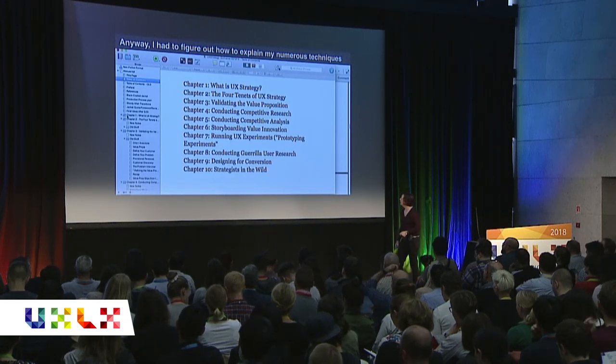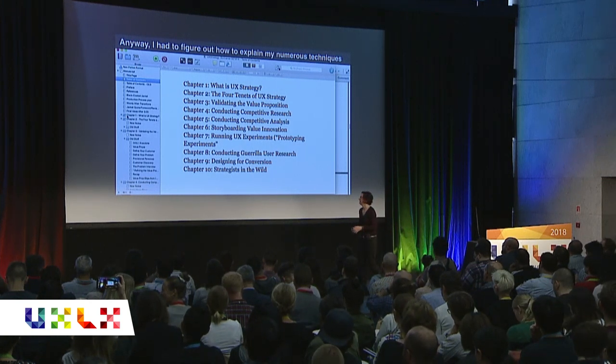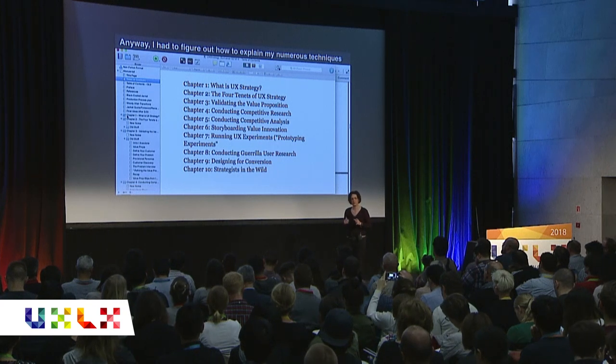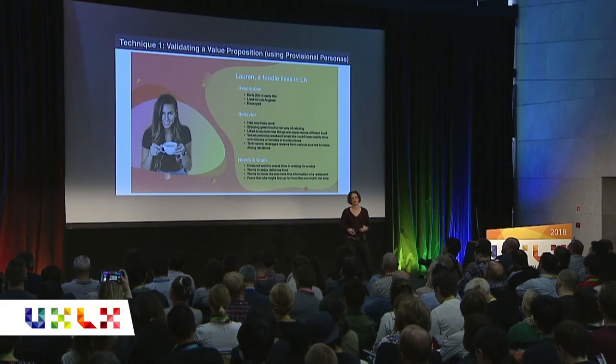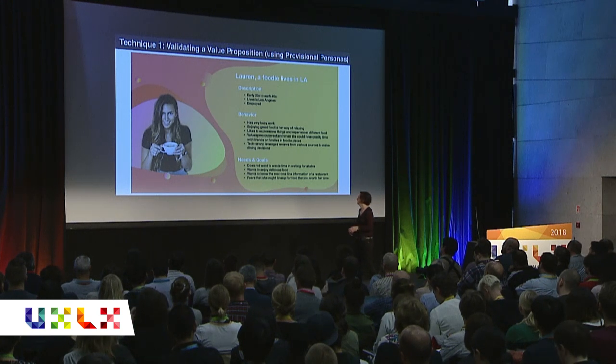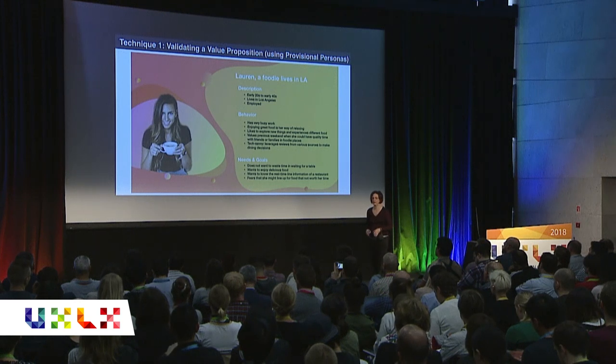Anyway, I had to figure out how to explain my numerous techniques in my book and put it together in a way that people could practice it in a linear order first as they learn it, and then be able to kind of plug and play the techniques as needed. And this book was targeted at two very distinct audiences: user experience designers who didn't know that much about business strategy and wanted to learn to be strategists, and entrepreneurs who thought they were really great strategists and knew everything there is to know about business but knew nothing about design, but wanted to figure out the ROI of user experience design. So I wrote out the techniques in a way that anybody, regardless of their background, could figure out. So the first thing was how to validate a provisional persona.